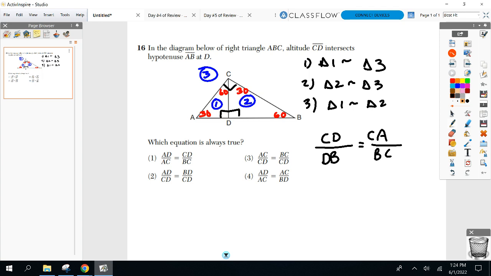If you're struggling, I would have struggled just like you guys trying to figure out what sides matched up. Put angle measurements in that you know are congruent because corresponding angles match up, and then say, okay, across from this 30 matches up with the side across from that 30.